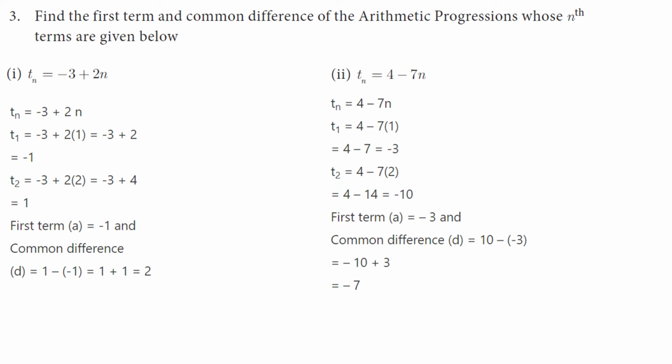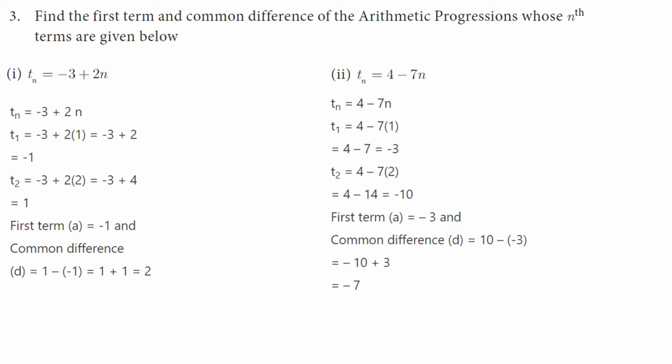Next sum. Tn equals 4 minus 7n. Substitute the value n equal to 1. You get T1 equals 4 minus 7 into 1, 4 minus 7 equals minus 3. T2 equals 4 minus 7 into 2, that is 4 minus 14 equals minus 10. Therefore the first term A is minus 3.